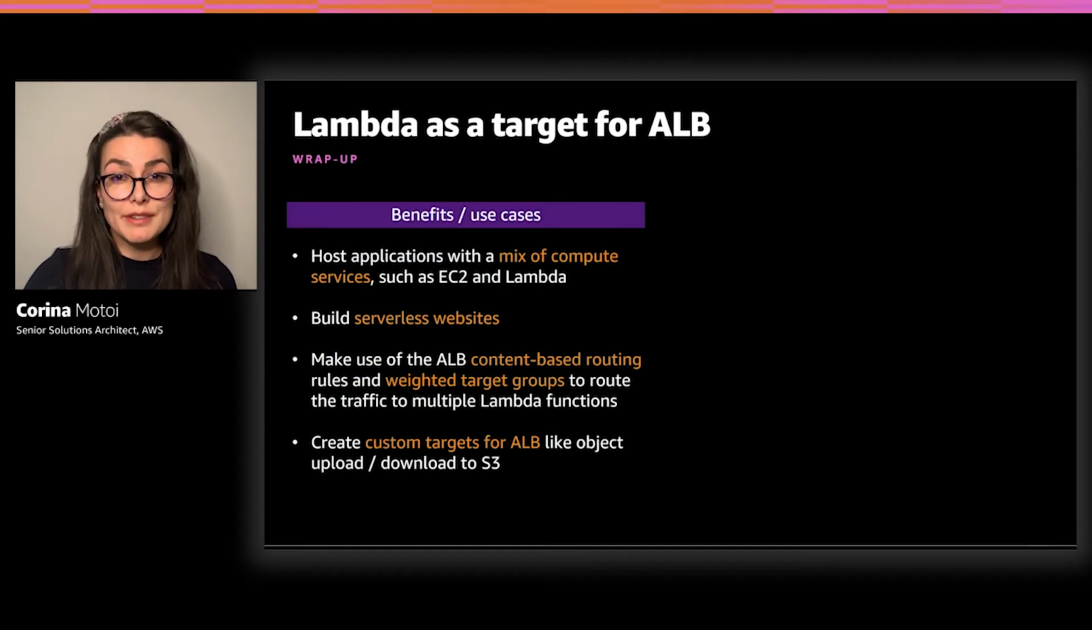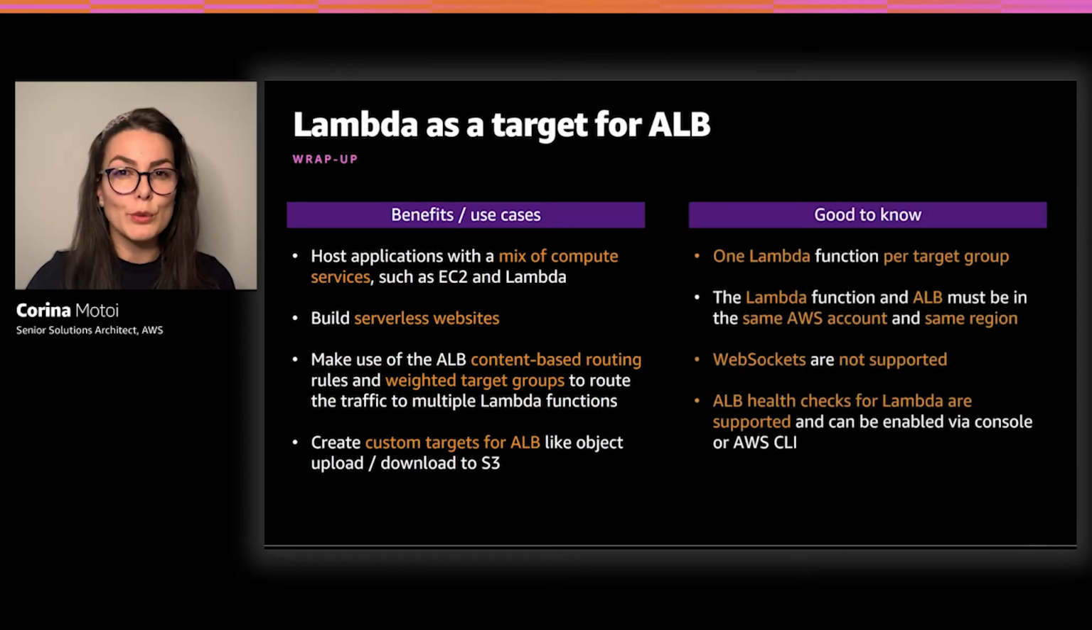We've discussed the benefits and the use cases, and in the wrap-up slide, I would like to discuss also some notes which you should be aware of when you're using Lambda as a target for an ALB. The first one is that you can have a single Lambda function per target group. The Lambda function and the ALB have to be in the same account and the same region. Also, as the Lambda function is invoked by a request, there is no WebSocket listener running continuously to accept the connection. Hence, WebSockets are not supported for Lambda as a target for ALB.